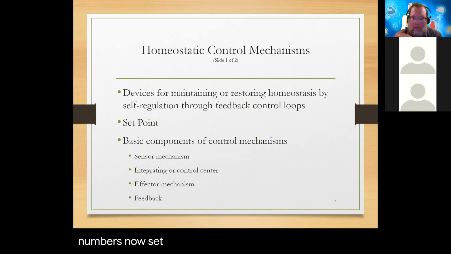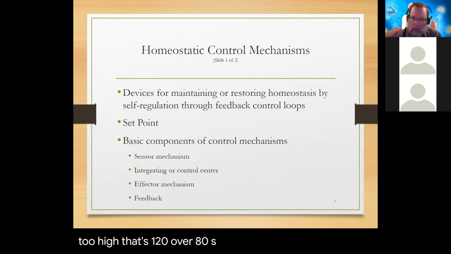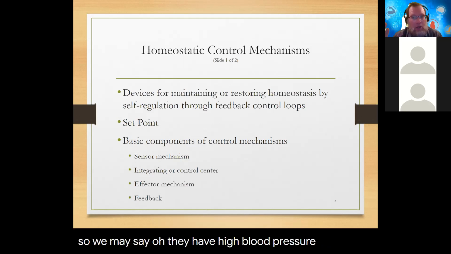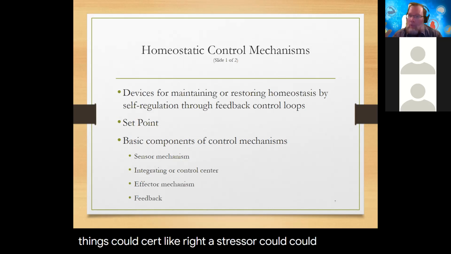Now, set points can be out of range for some folks who are maybe going through chronic issues. So blood pressure, for instance, we may have a patient who comes in and we take their blood pressure and it's 140 over 90. That's too high. 120 over 80 is normal. Theirs is 140 over 90. So we may say, oh, they have high blood pressure. Maybe they do. Maybe it's acute, meaning it just happened, like they had to take some stairs, they were running late, they're stressed out about doctor visits. So a stressor could raise your blood pressure.